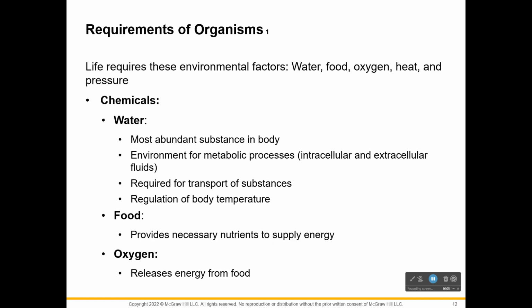So what do organisms require? Just some main few things: water, food, oxygen, heat, and pressure. And water is probably the most important thing. Besides oxygen, you'll die pretty quickly if you don't have oxygen. But water is the most abundant thing in your body. And what it does is provides an environment for all those chemical reactions to take place.